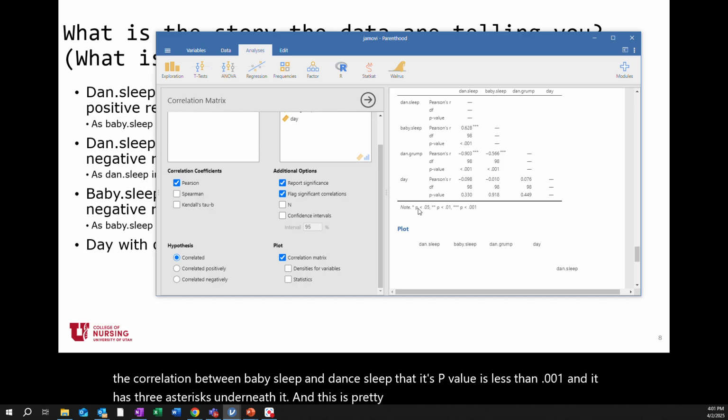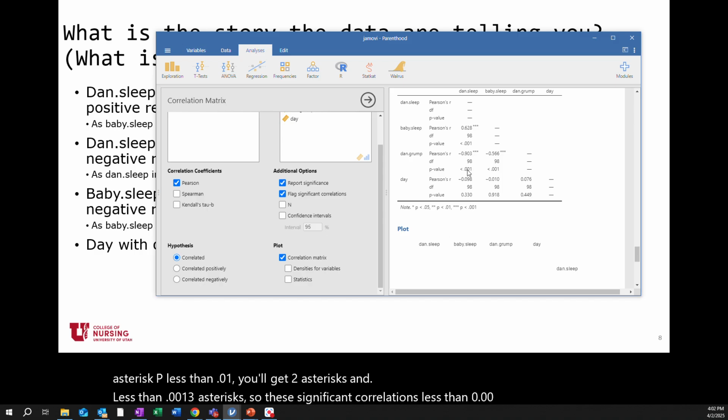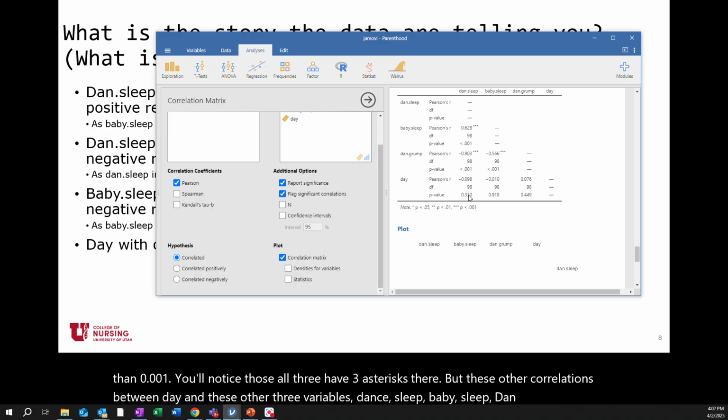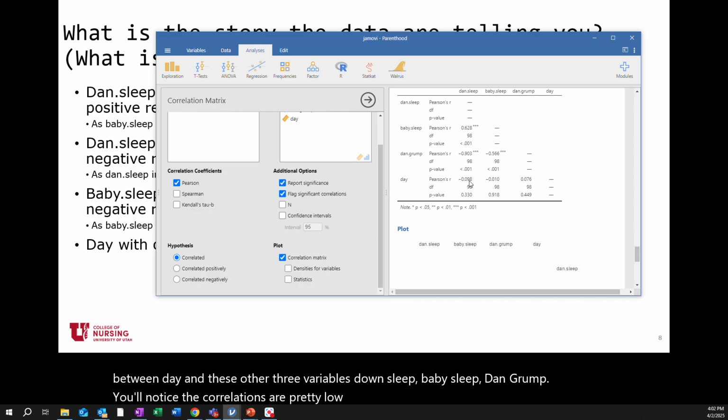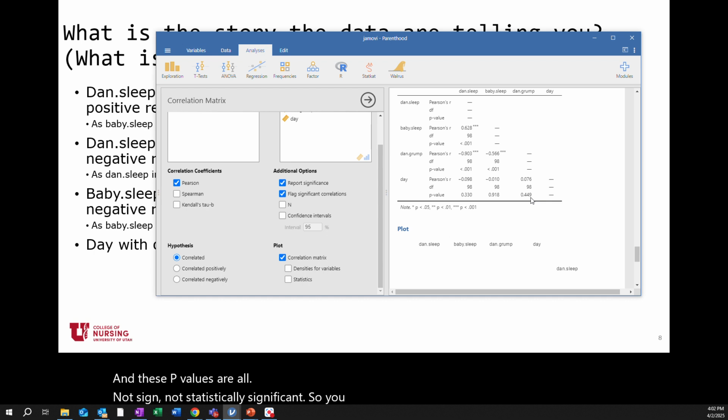And this is pretty standard convention for statistical software. For sure in SPSS, when the p is less than 0.05, you're going to get 1 asterisk. P less than 0.01, you'll get 2 asterisks. And p less than 0.001, 3 asterisks. So these significant correlations, less than 0.001, less than 0.001, less than 0.001, you'll notice those all three have 3 asterisks there. But these other correlations between day and these other 3 variables, Dan sleep, baby sleep, Dan grump, you'll notice the correlations are pretty low, 0.0 something, 0.0098, 0.01, 0.076, and these p-values are all not statistically significant. So, this had 100 observations.